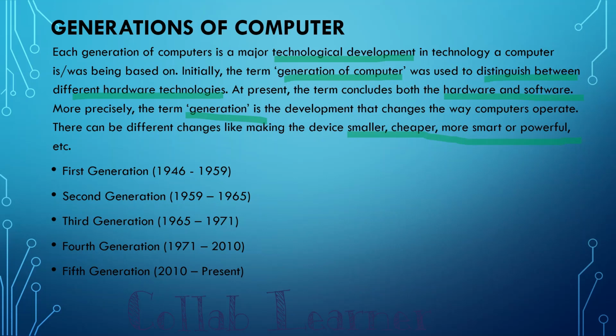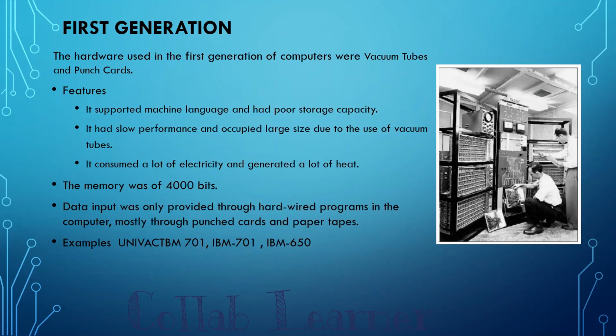So the first generation of computer was from 1946 to 1959. The second generation started and a technology change was done. It was from 1959 to 1965. Then the third generation was from 1965 to 1971. Then we had the basic computers, what we got a few years back, from 1971 to 2010. And after that we have the current generation of computer, the fifth generation, from 2010 till present. So let's look at each generation.